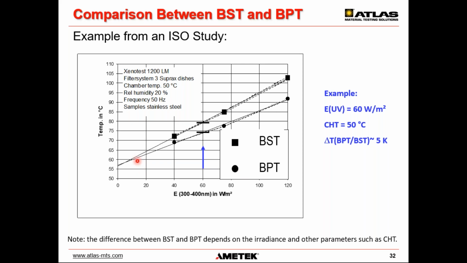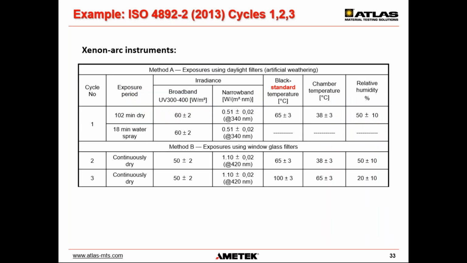One thing I want to note is that at lower irradiance levels, the difference is lower, but as you increase the intensity and you increase the heat load, at higher temperatures you're going to see a bigger difference between black standard and black panel. So at different temperature ranges, for example, if you have a black panel of 60 degrees, your black standard will only be a couple of degrees higher, whereas at 100 degrees C, it could be up to 10 degrees C. So differences are magnified at different temperature levels.